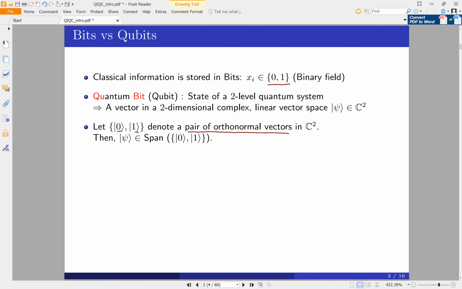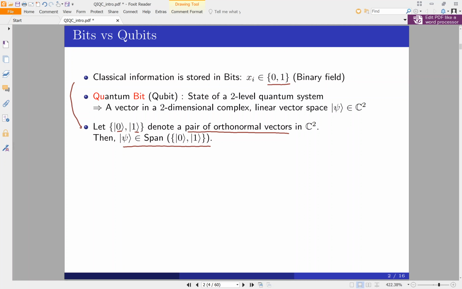But now, unlike a classical bit which can only take either 0 or 1, only one of two values, the quantum bit can exist in any complex linear combination of 0 and 1. That's what I mean by the statement that ket psi, which denotes an arbitrary qubit state, lives in the span of 0 and 1. The state of a qubit can be any valid linear superposition of 0 and 1. And so you already see a departure from the nature of classical information as you start thinking about information in quantum states.